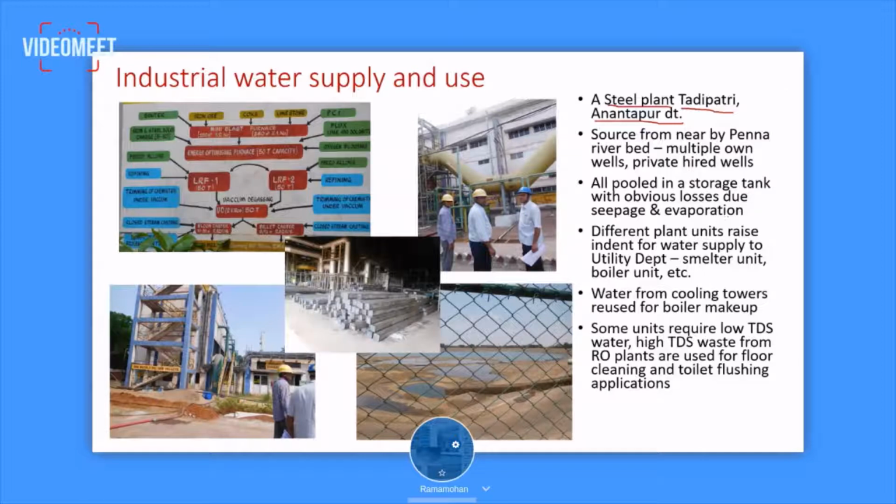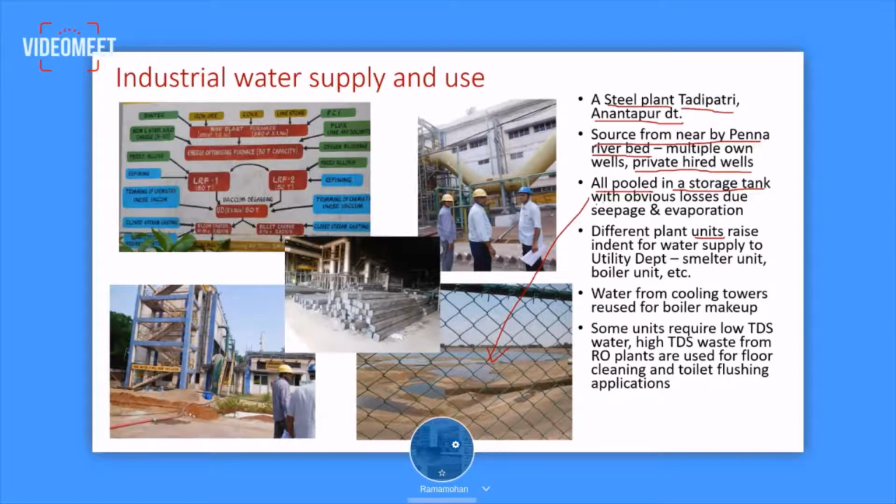So let us see here. This particular industry has a source of water from a nearby river called Penna River, and from the bed of that river, a number of wells are dug. Some are owned by the companies, some are owned by private individuals, farmers, and the company hired these wells from them. Multiple wells are used to pump the water, and all that water is pooled and brought into a storage tank, something like this you see here. This is a storage tank, a very large area.